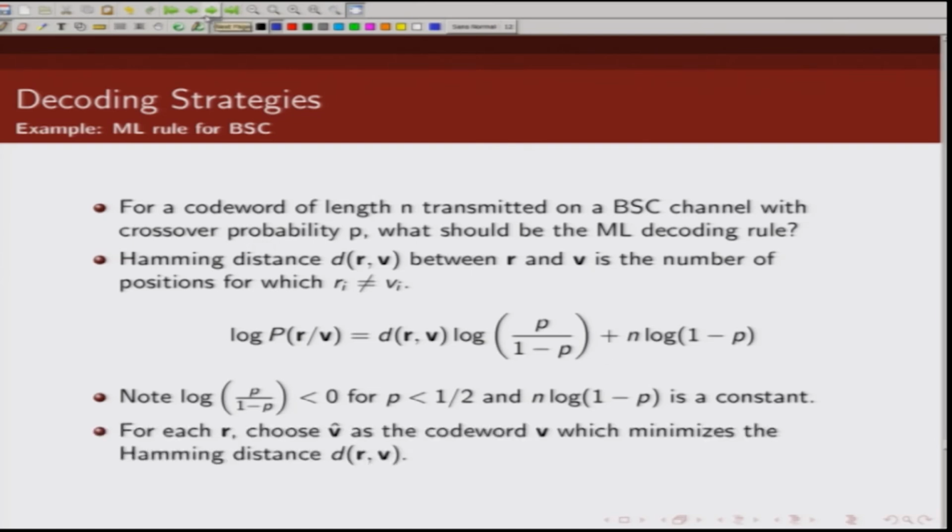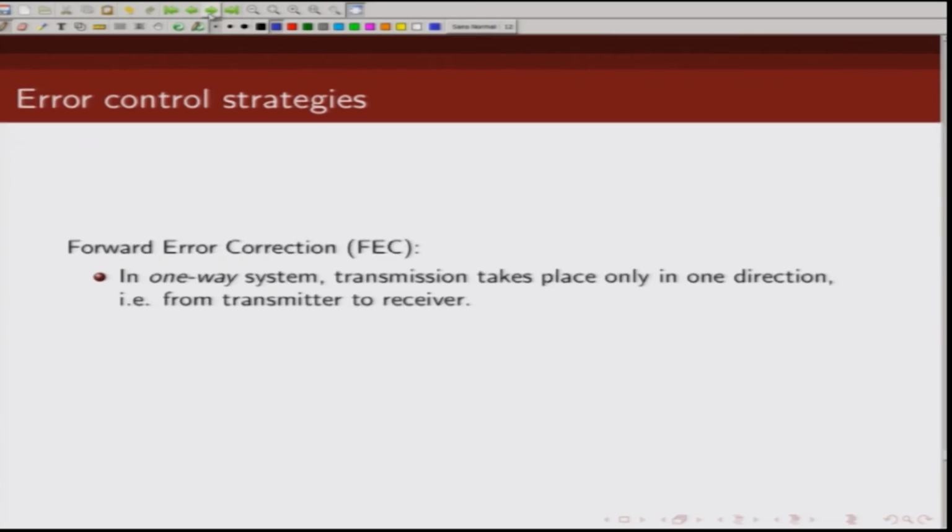So, this gives us a maximum likelihood decoding rule for binary symmetric channel. And what is that? We should choose a v such that d(r,v) is minimized. In other words, we should choose a code word v such that Hamming distance between the code word v and the received sequence is minimized, and that makes sense. And that is our maximum likelihood decoding rule.